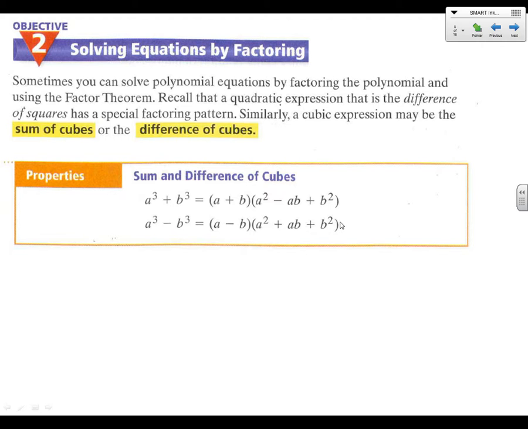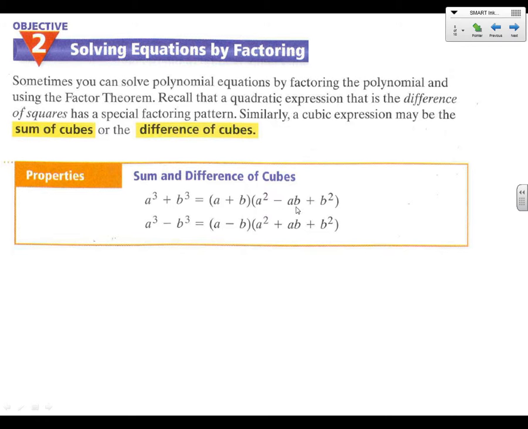All right, so two formulas for you to write down here: the sum of cubes and the difference of cubes. Perfect cubes, a cubed plus b cubed, or a cubed minus b cubed, has a nice formula. A plus b if it's a plus, a minus b if it's a minus, and then notice the formula here is almost exactly the same.